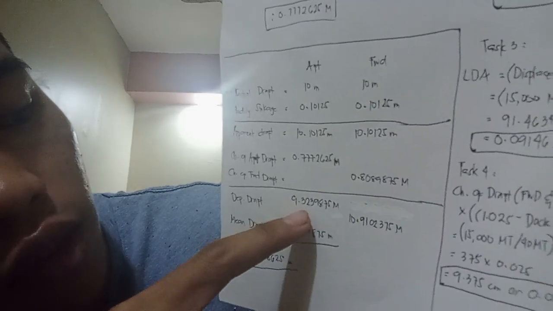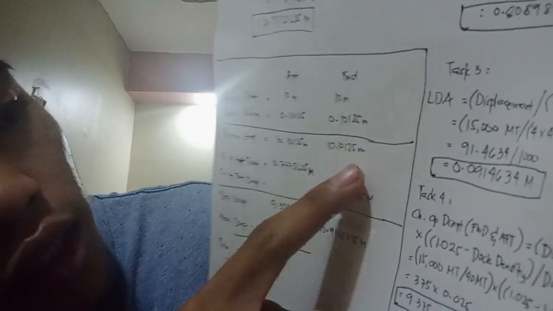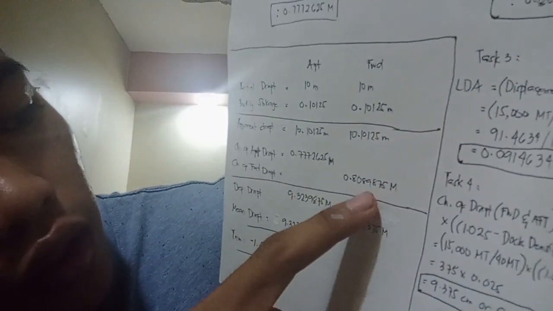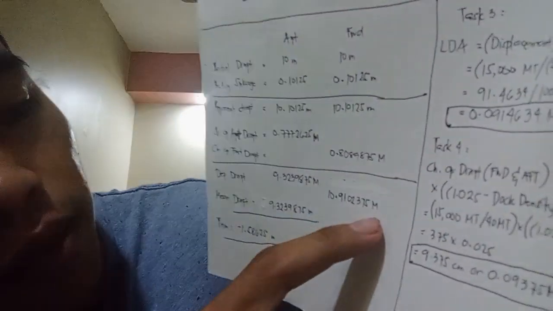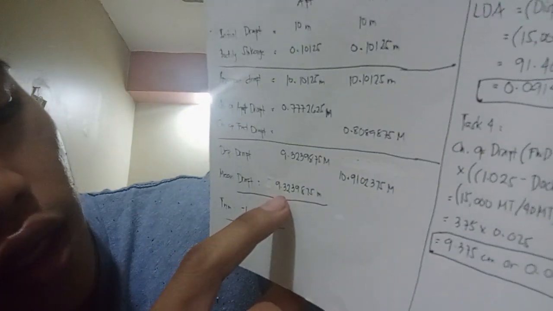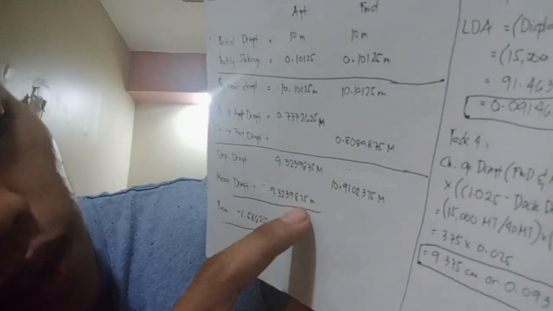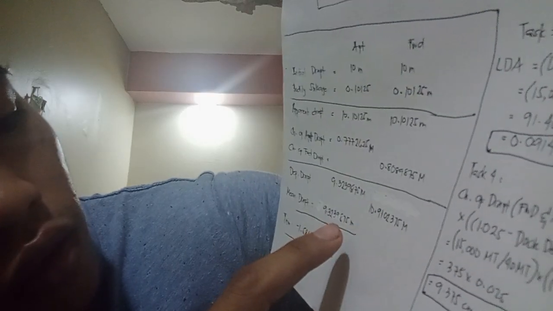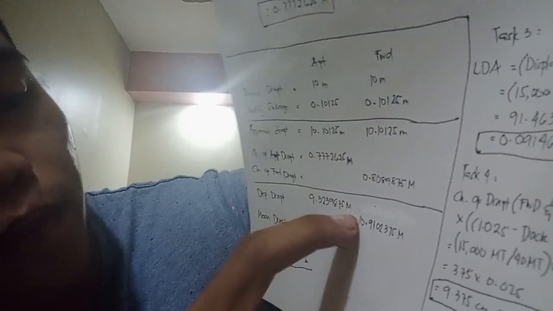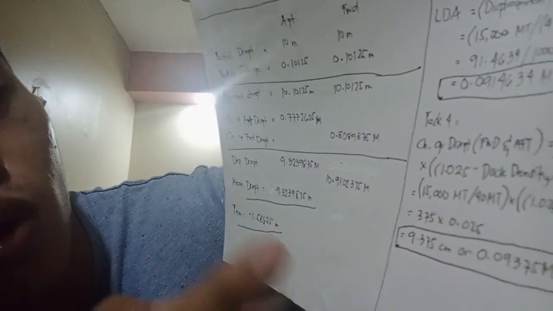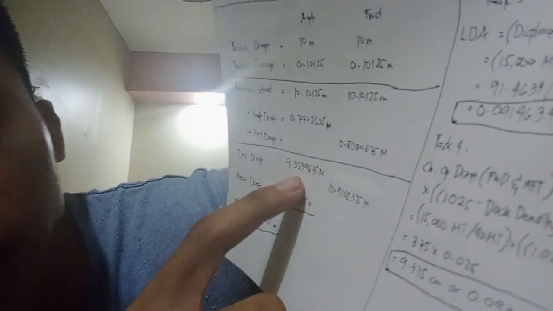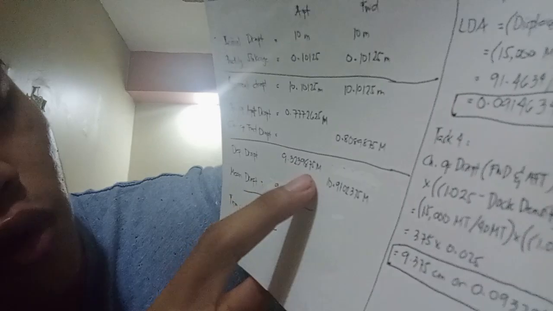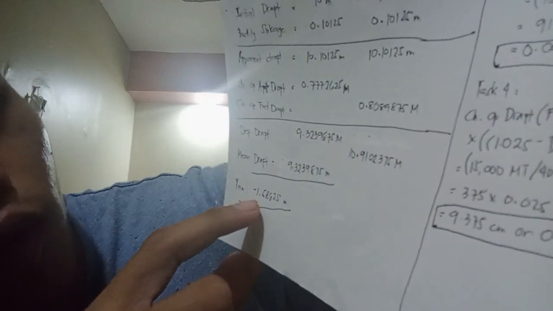So the result is 9.3239875. Then the apparent draft forward is added with the change of forward draft. So the result is 10.9102375 meter. The mean draft is: I add these two and divide by 2. The result is the same as the departure draft. And the trim, I subtract these 2, and the result is -1.58625 meter.